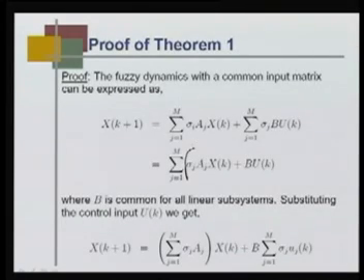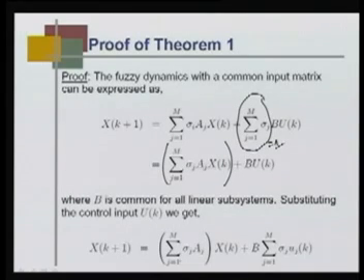this is not total. So, this is my one term, and you can easily see this term is actually 1, sigma j, j equal to 1 to m, hence this is simply B u k, where B is common for all linear subsystems. Substituting the control input u k, so what is u k now? u k is j equal to 1 to m sigma j u j k, and here I can separate this term, so j equal to 1 to m sigma j, and x k. Okay. So, this is my A bar.